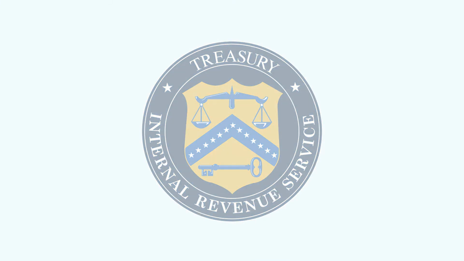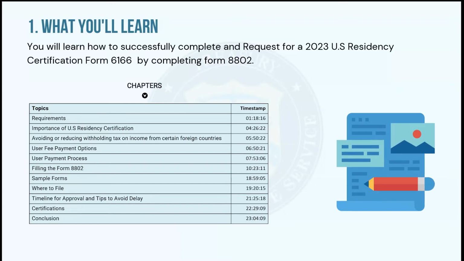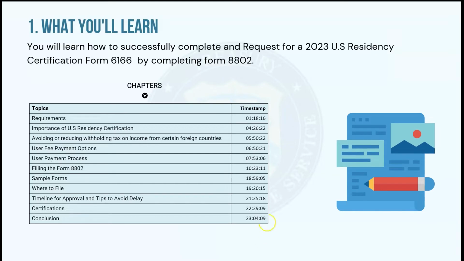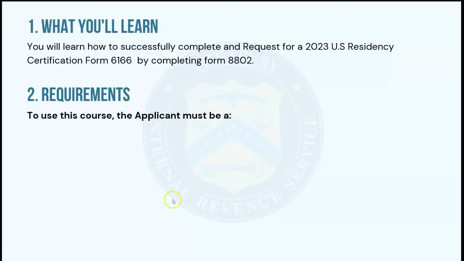In this course, we're going to learn how to successfully complete and request a 2023 U.S. Residency Certification, Form 6166. And you get this certification by completing Form 8802. Now let's look at the requirements.